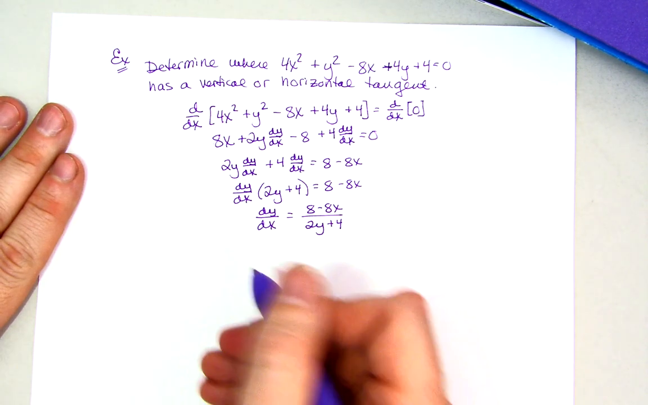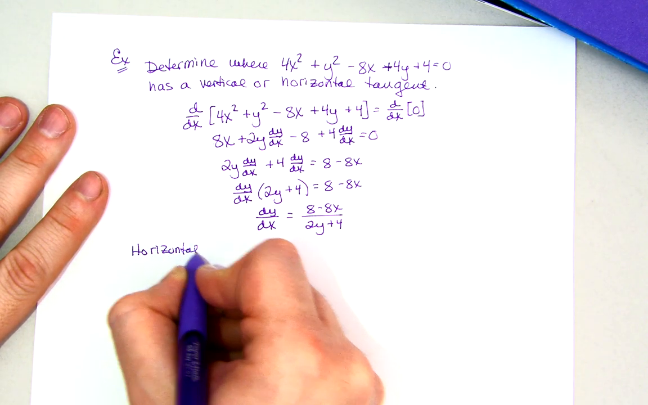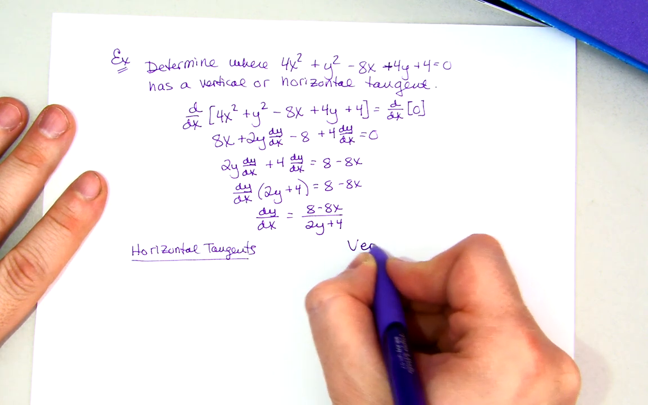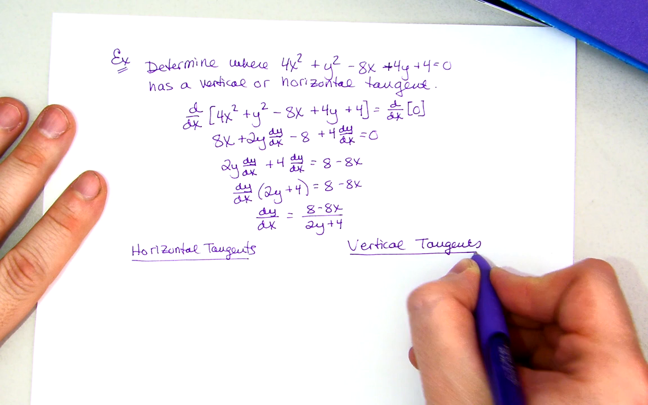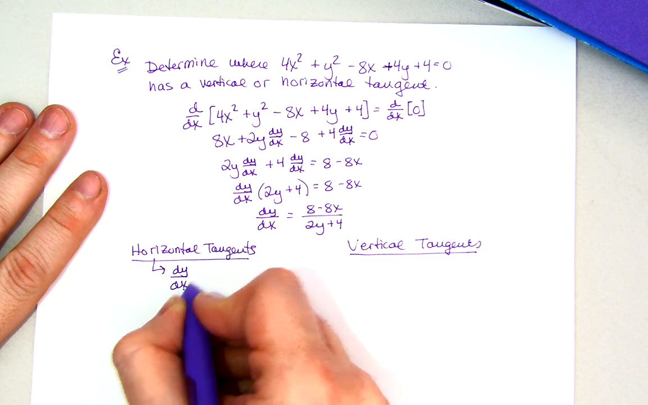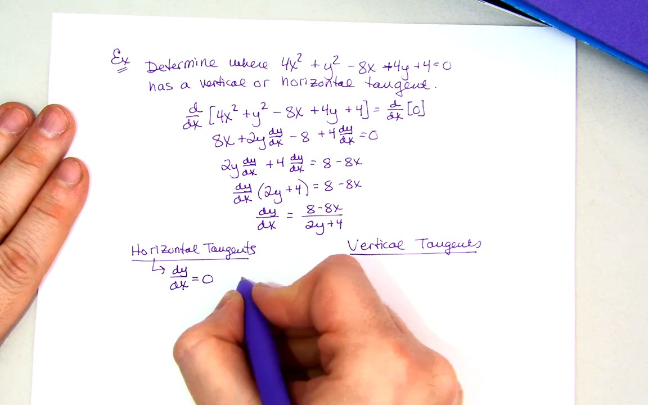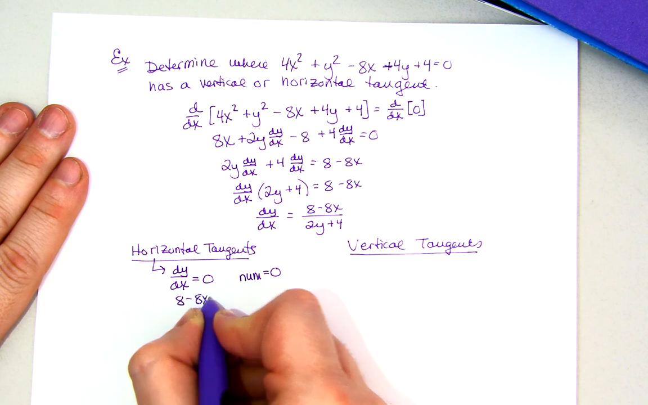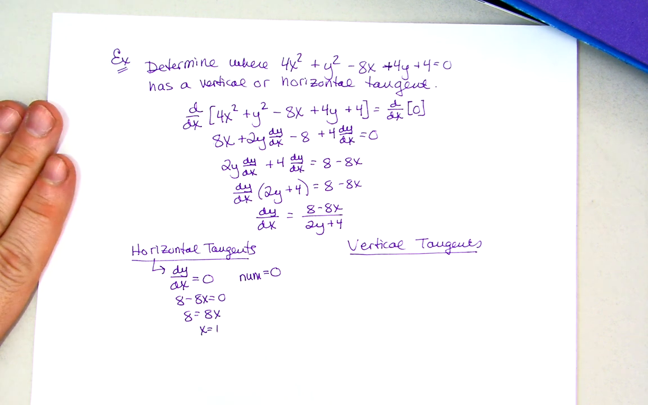So now going on to our problem of finding vertical and horizontal tangents. Horizontal tangents occur when our slope, or our derivative, is 0. So I want dy dx to equal 0. For a fraction to equal 0, that means the numerator has to equal 0. So I'm going to say 8 minus 8x equals 0. I'm going to solve. 8 equals 8x, divide by 8. X is going to end up equaling 1.